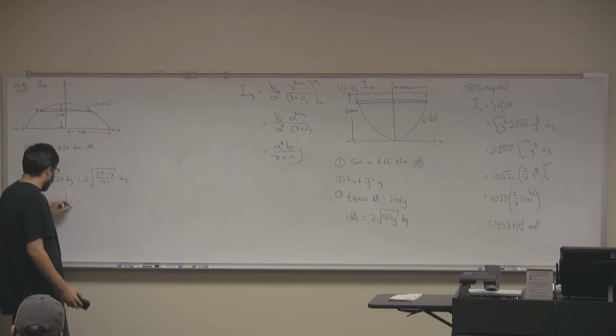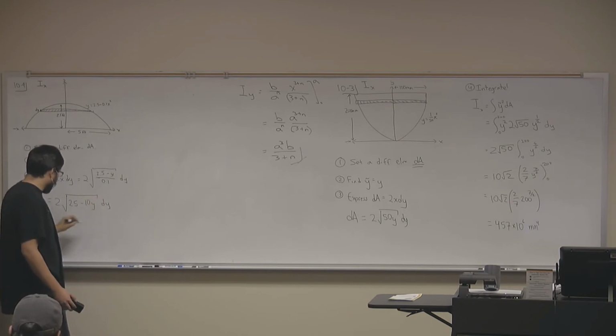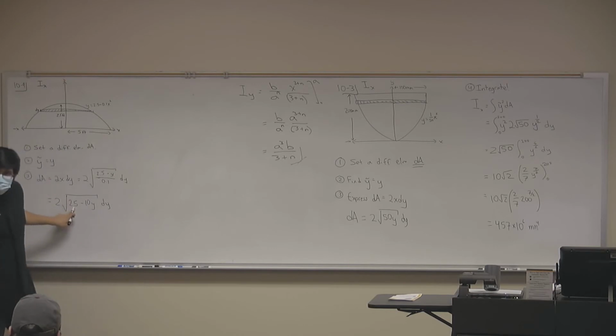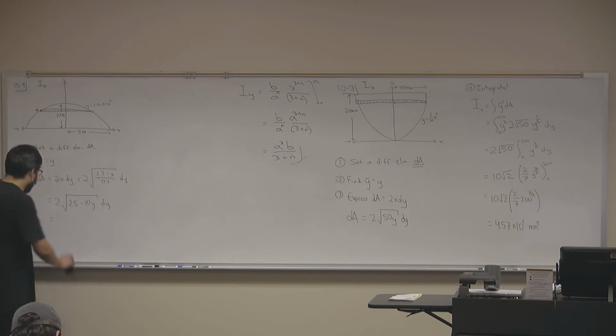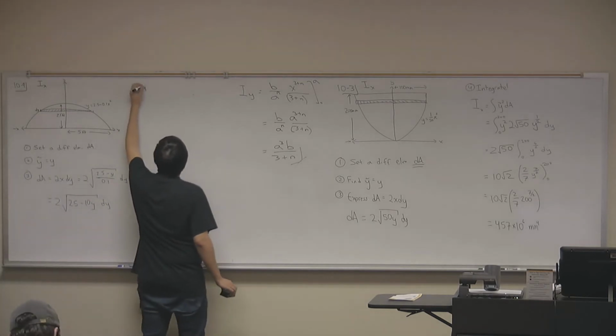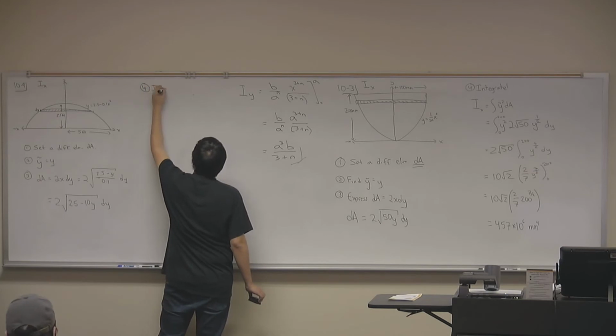So we get the square root of 25 minus 10y dy. Let me simplify this a little bit more. 25 is 5 times 5, 10 is 2 times 5, but then we still have a square root of 5. That doesn't really help, so ignore that. I guess we can just leave it like that. Good.